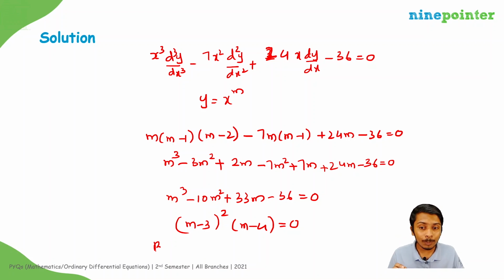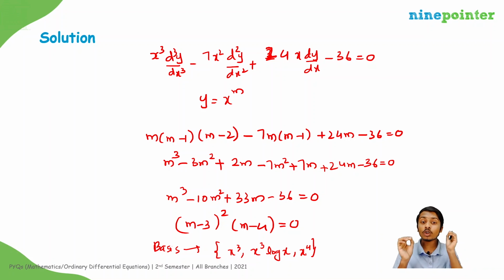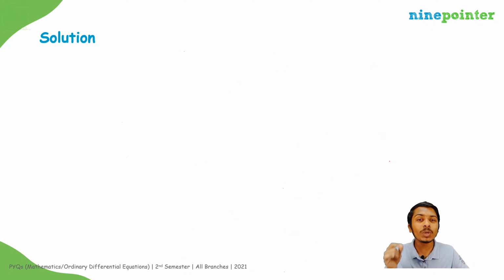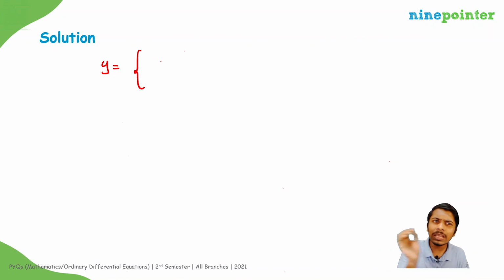That means our basis for the solution set will be x cubed from 3. But since it's repeated, we will multiply by log x. So we will have x cubed log x, and from 4 we have x raised to 4. These are the possible solutions. On which interval? On the interval 0 to 1 and on the interval minus 1 to 0, without including 0. Okay. So we have the solution y to be what? A linear combination of these elements.